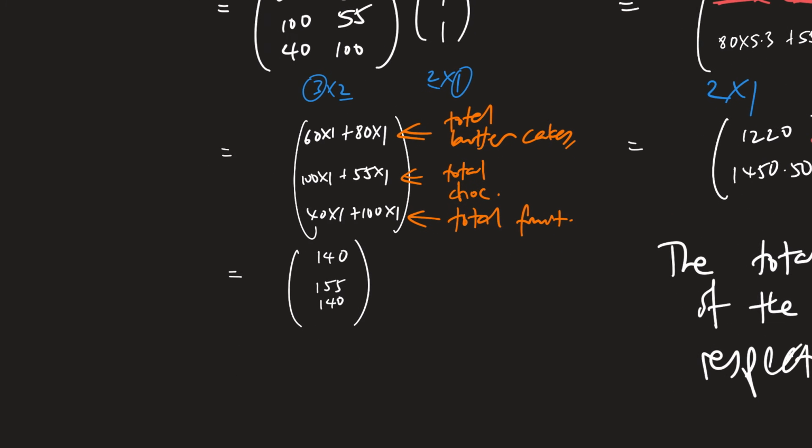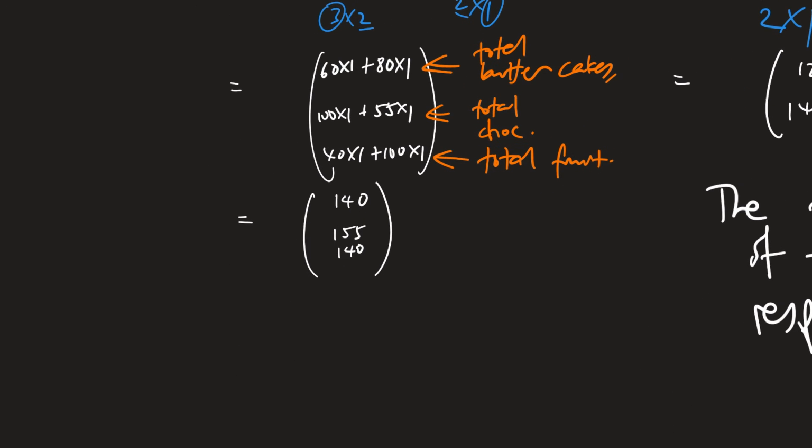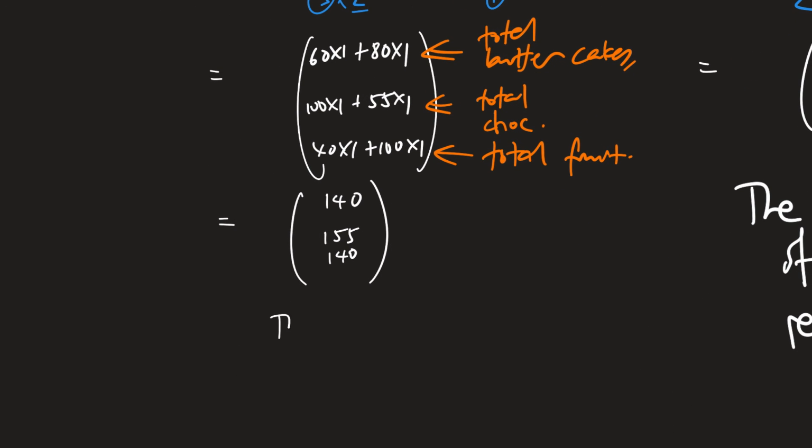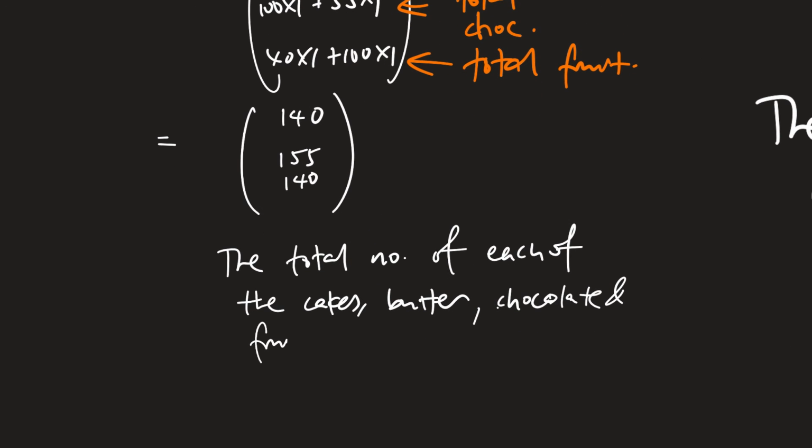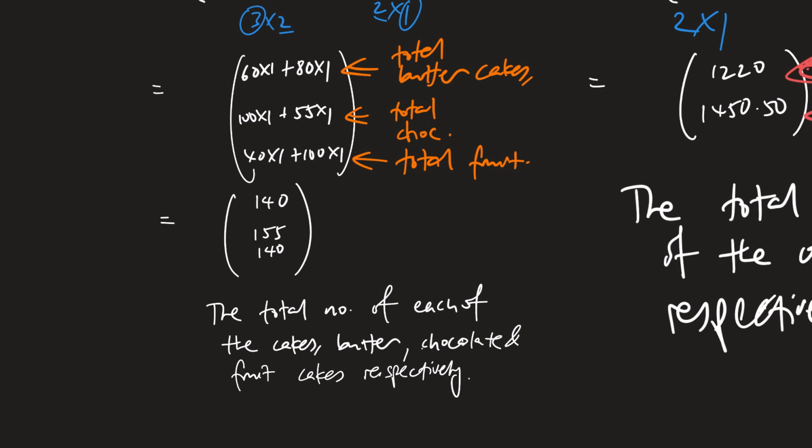cakes. Right. So we can say it's actually the total number of each of the cakes: butter, chocolate, and fruit cakes respectively. And it's both outlets combined, so we don't have to talk about outlets. We can just say it's the total number. Yeah, there we go.